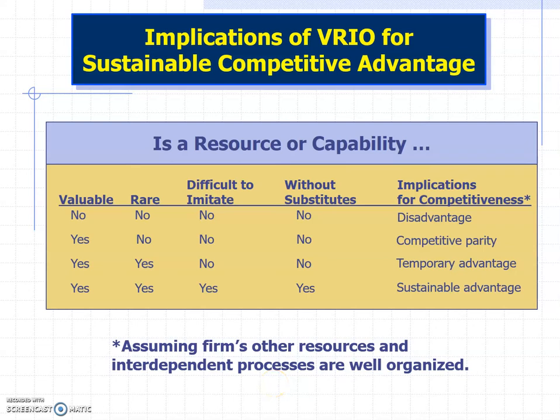Okay, in the last segment, we looked at how to use this VRIO framework for assessing whether or not a resource or capability would lead to sustainable competitive advantage. So whether it was valuable, rare, inimitable, and whether or not the firm was organized in their other processes and other resources to be able to get the most out of that particular resource and apply it for strategic competitive advantage.